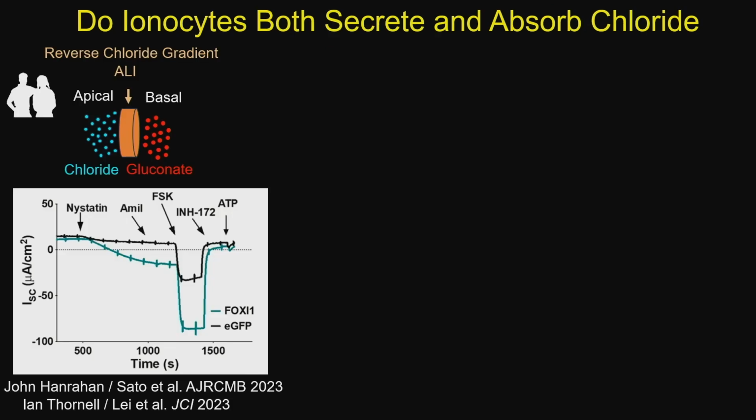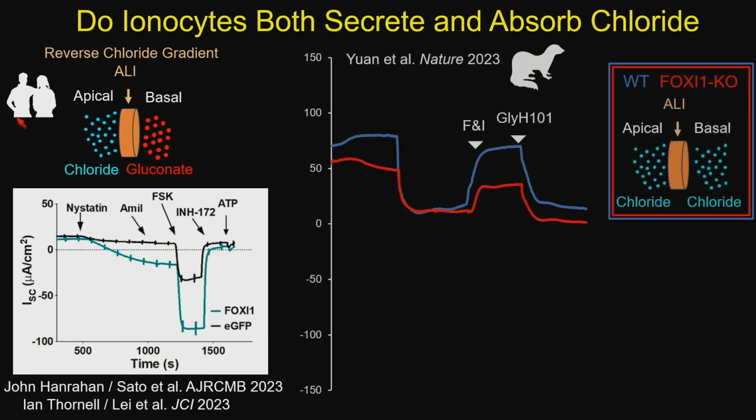And so we embarked to try to compare. We hadn't really looked directly, using asymmetrical buffers, for absorptive currents through ionocytes. So we started to compare to some of these studies. John Hanrahan had a very nice study where they produced a chloride gradient, with low chloride on the basolateral side of a polarized airway epithelium and high chloride on the apical side. We had published in symmetrical currents that showed this data. If you knock out FOXI1, you lose about 60% or so of your current.